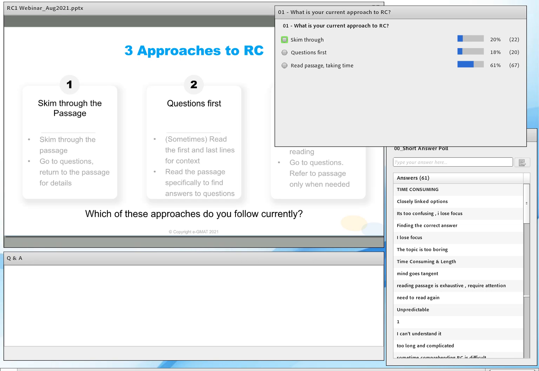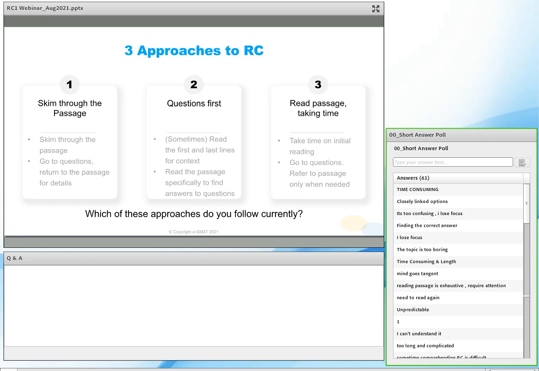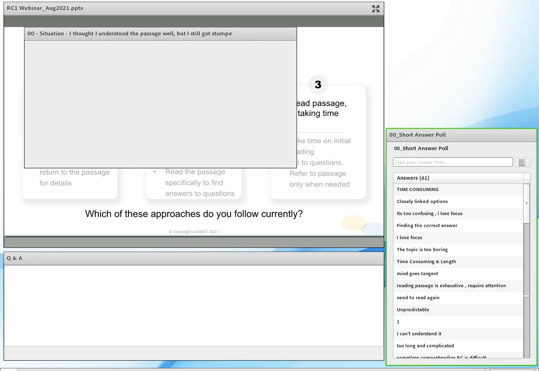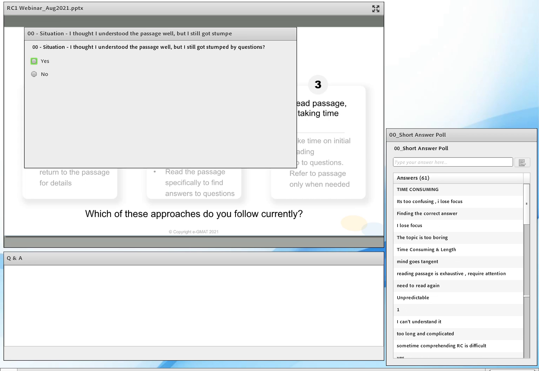So around 40% of the batch follows method 1 and method 2, and 60% of the batch is following method 3. So irrespective of the method that you follow, how many of you have faced the situation where you read everything about the passage, but even after you read the passage, you fell into this trap that when you went to the questions, you were a little clueless? Has that happened to any of you? This situation. You read the passage, you thought you got it, but then when we went to the questions, something happened. You felt a little lost.